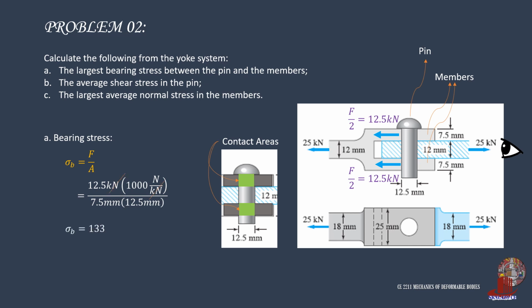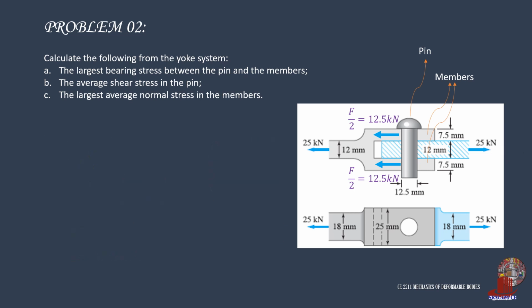The bearing stress is then 133.33 newtons per square millimeter, or 133.33 megapascal. The next requirement is the average shear stress, still with the same formula of force all over area. The area considered this time is the crack area of the pin, and there is double shear for the system. Thus, the force is then distributed among the two members.